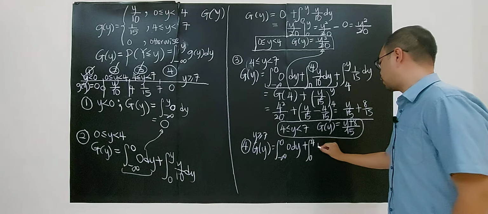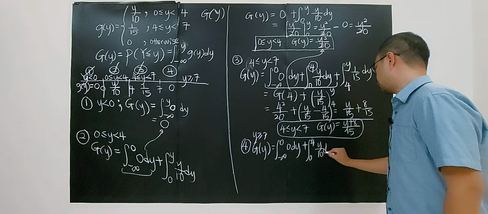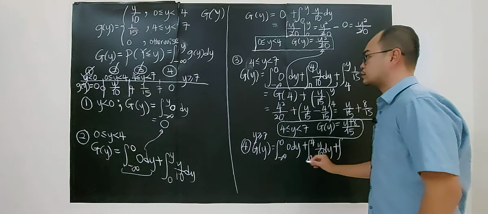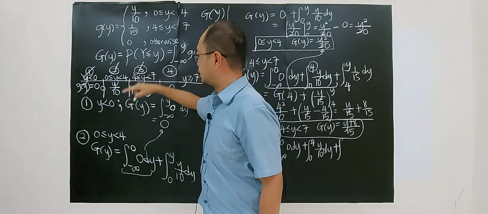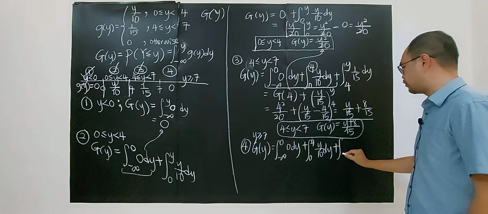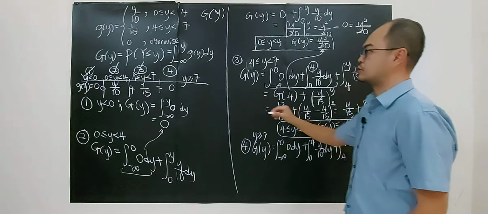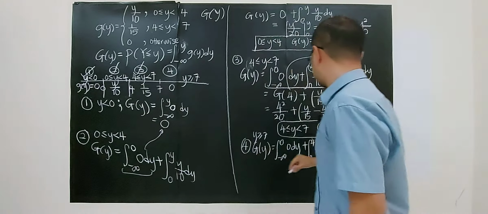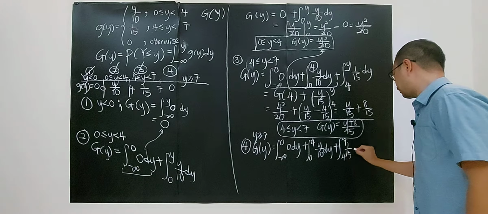So it's y over 10, and plus again because I already ticked the third. So 4 up to 7, right? Not 4 up to y now, it's 4 up to 7 now. It's already done, right? So 4 up to 7, so 1 over 15 dy.